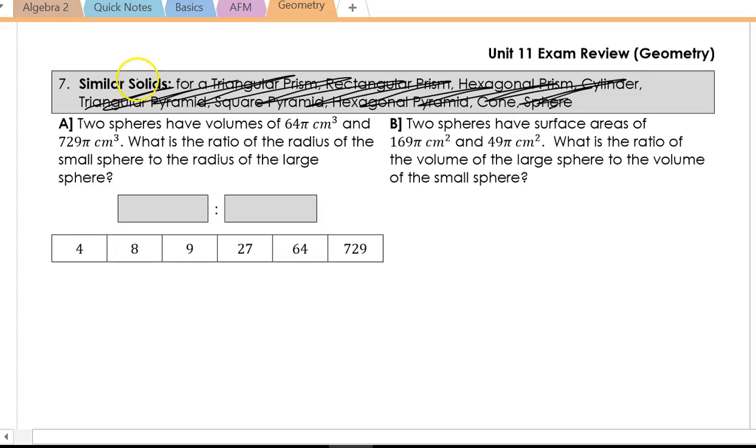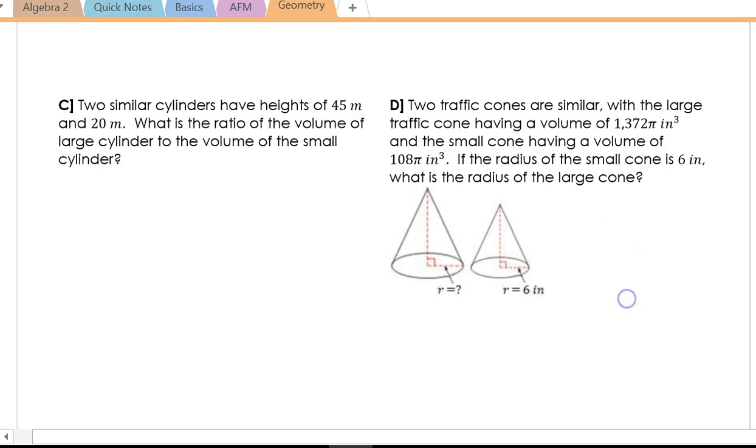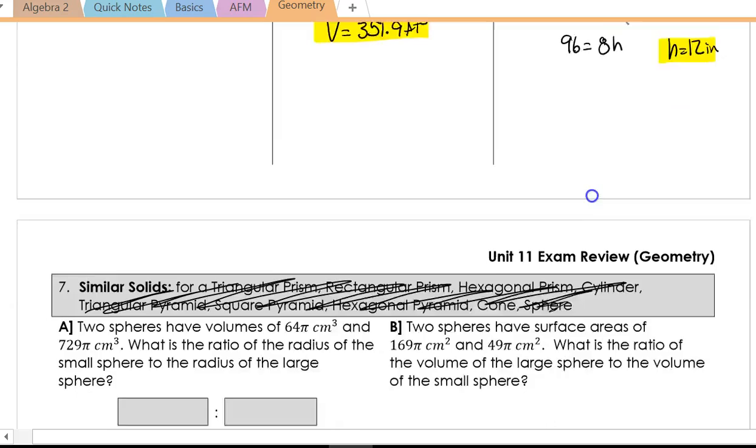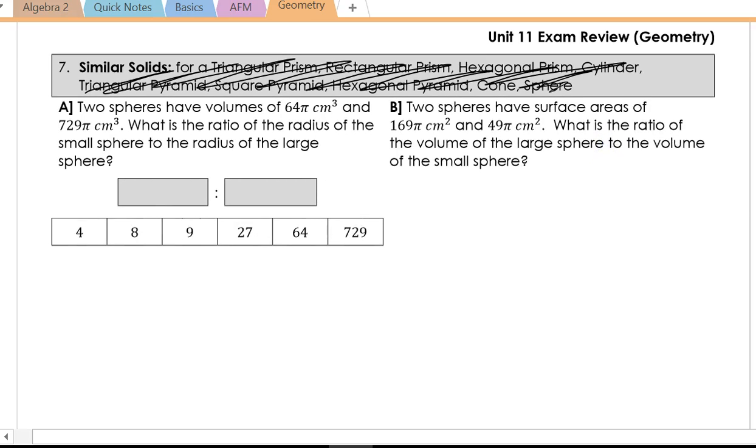Unit 11 exam, Section 7, similar solids. Here we're going to try to set up ratios of various side lengths, or one-dimensional shapes, to ratios of areas and ratios of volumes, and then also try to find a radius or a height using these ratios that we had set up.